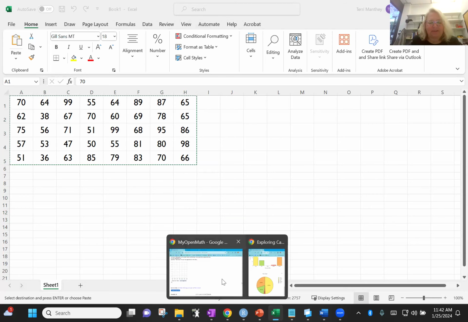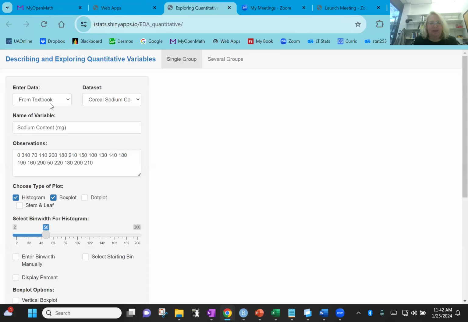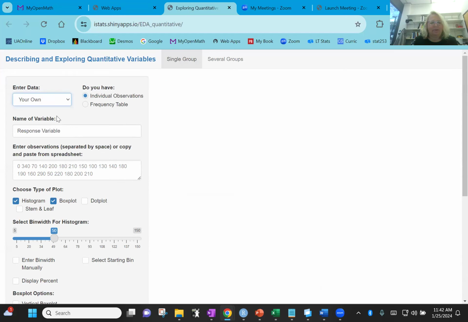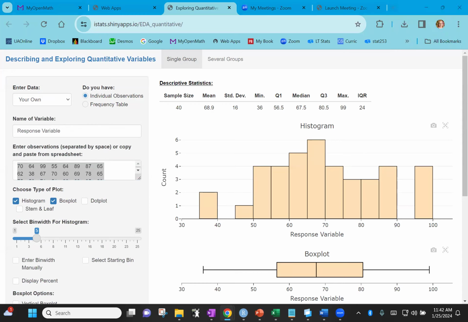So when I go to Art of Stat, I'm going to explore quantitative data because I have numerical data now. I'm going to say I have my own, and I have individual observations. There we go. Now hopefully that will work in the chat box. Yeah, that's better. Here's the numbers I put in chat for you if you want them.